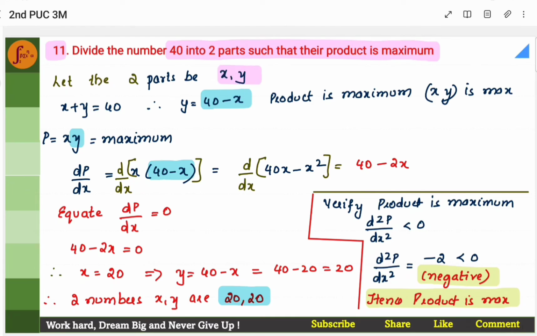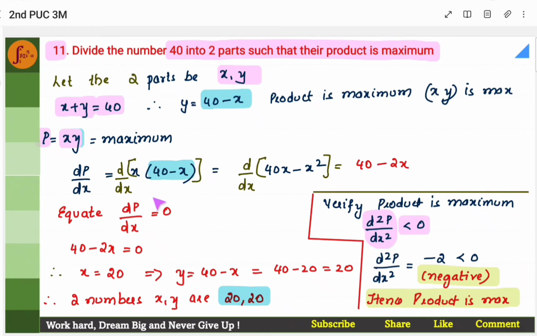Let the 2 parts be x and y. So when you add, the total is 40 and the product is maximum. That means when I multiply x and y, x into y is maximum. Let's assume that P, the product, is equal to x into y, and it is maximum. Maximum means what? When the double derivative is less than 0. This is the condition. So once you solve the problem, ensure that you verify that it is maximum.